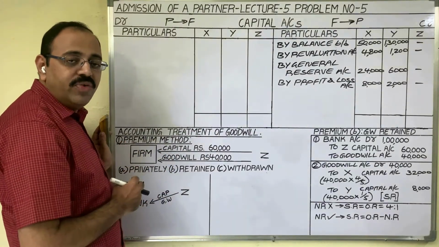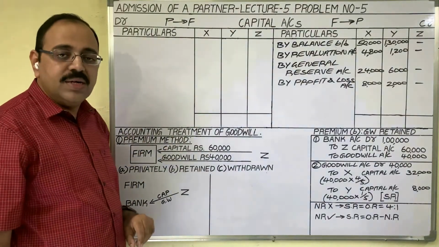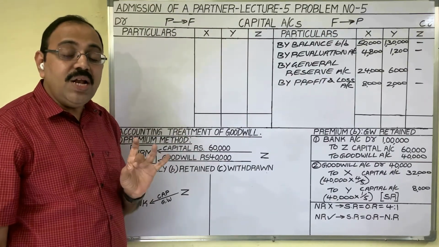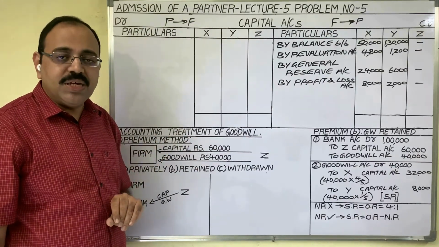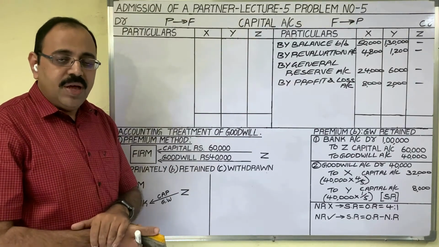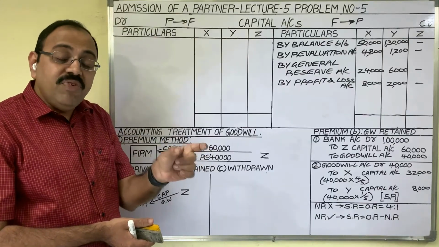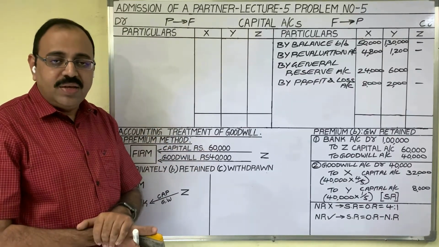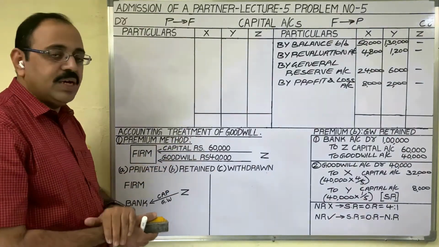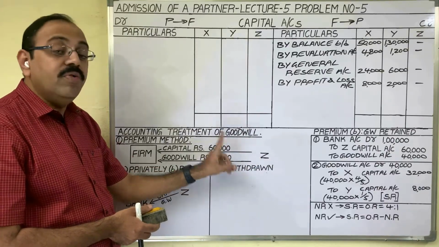To adjust goodwill, there are three methods. First one, premium method. Second one, revaluation method. Third one, memorandum revaluation method. In the question, he never mentions the method name. By observing the sentence, we should understand under which method we have to adjust the goodwill. Here, goodwill is to be adjusted as per premium method because the new partner is bringing capital and goodwill both.